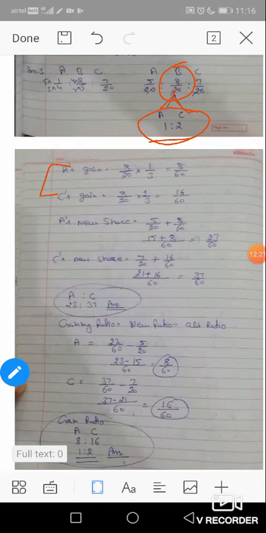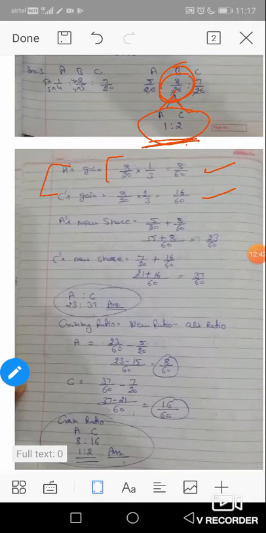So A's gain is 8 upon 20. This is 8 upon 20 multiplied by 1 upon 3. 1 plus 2, 1 upon 3. 8 upon 20 into 1 upon 3 equal to 8 upon 60. And C's gain is the same, 8 upon 20 into 2 upon 3, 2 upon 3 is 1 and 2.